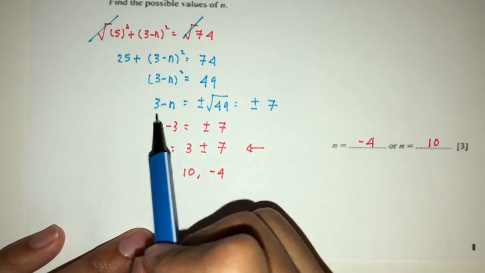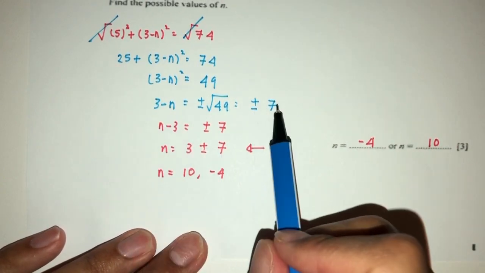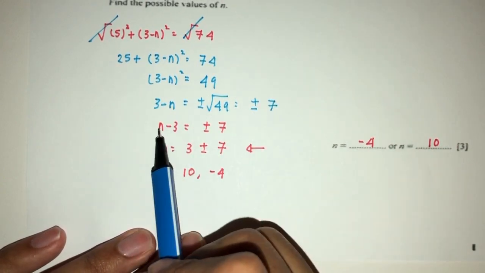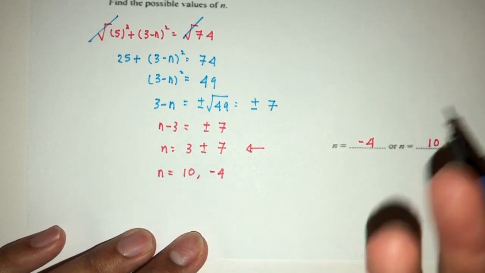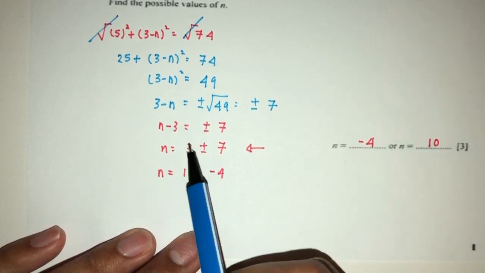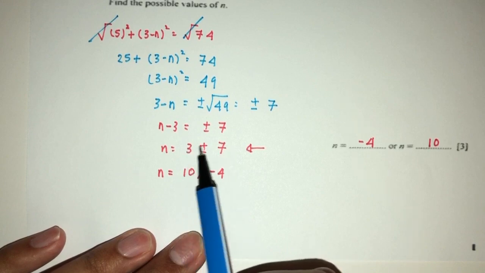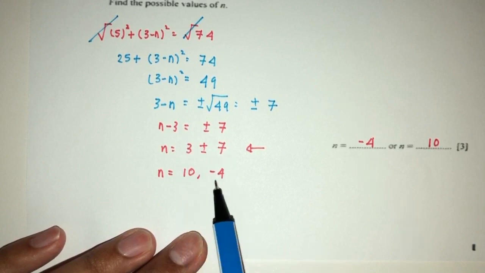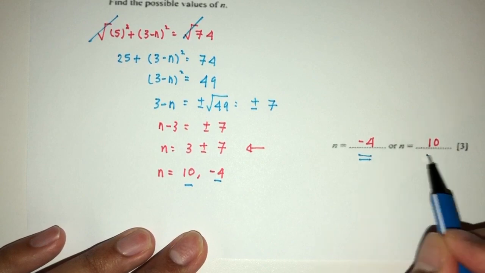So I hope you understand this. So 3 minus n, it is plus minus 7. But it's the same thing if I say n minus 3 could be plus minus 7. It's the same thing. Now we send this over here, become 3 plus minus 7. So that will be 3 plus 7 is 10. 3 minus 7 will be minus 4. So two possible values for n will be these two.